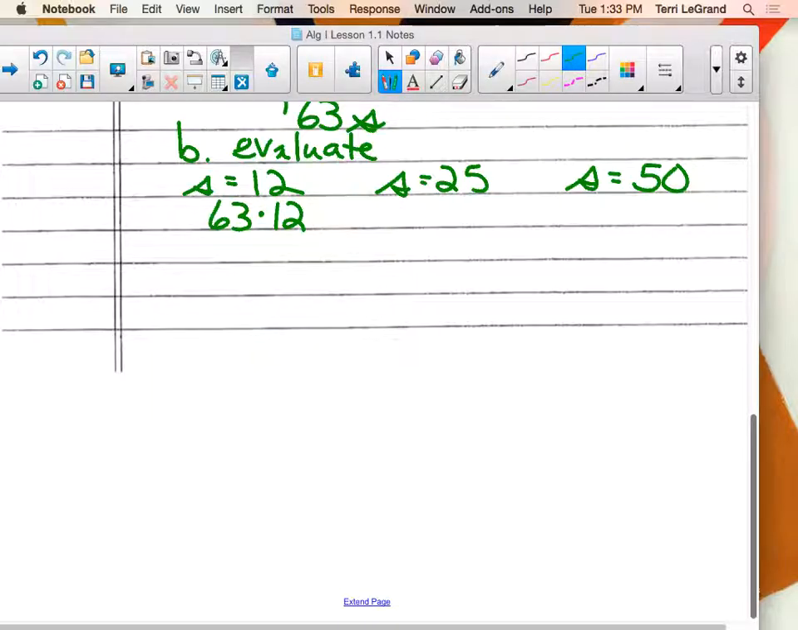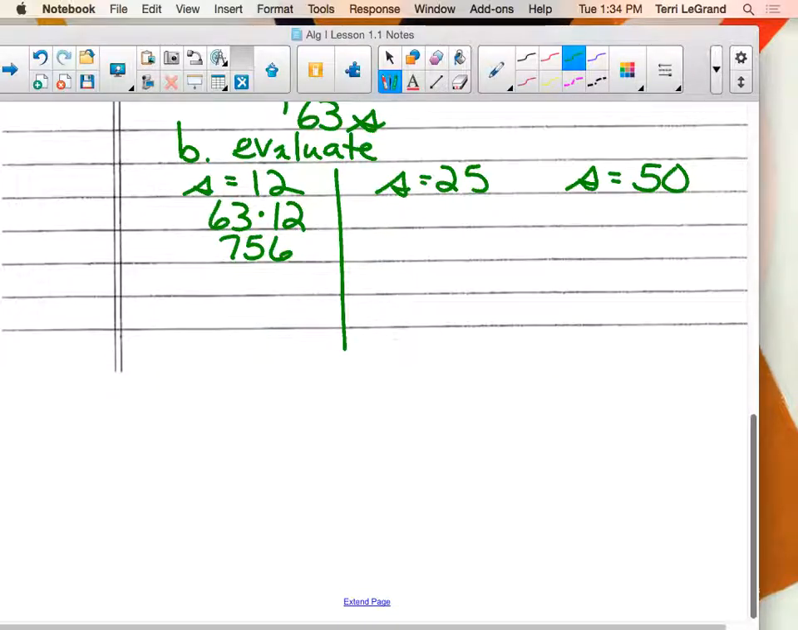Okay, well, let's see. That would be 630 plus 630 plus another 126. So that would be 1260, 1286. I think I might have it. Is it 1386? Do it on your calculators. Am I right? What's 63 times 12? 756. I was bad. Okay.